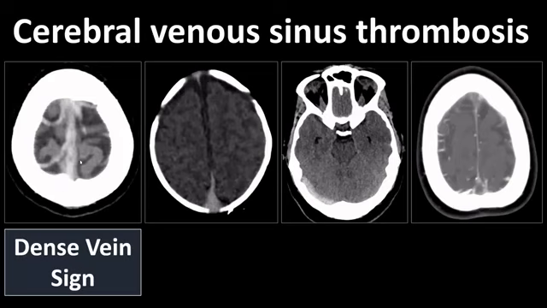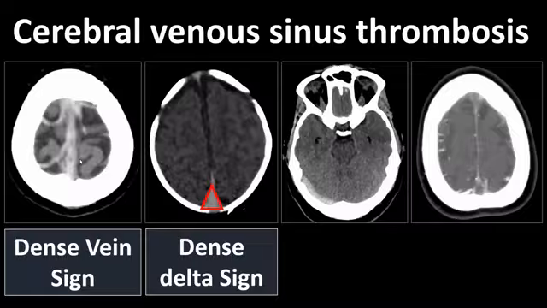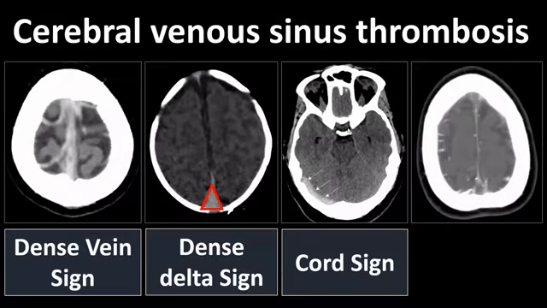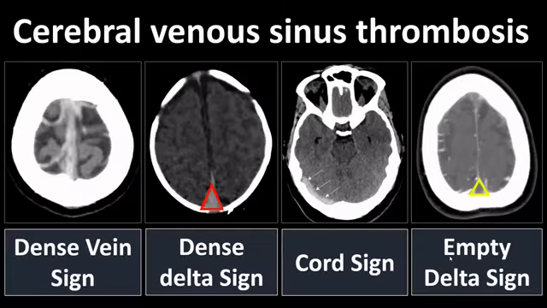Now, depending on the location, if it's located posteriorly in the superior sagittal sinus, you can also call it the dense delta sign. If it's located in the transverse sinus, where it looks a bit more like a cord or a tubular structure, it is called the cord sign. And if you see absence of contrast opacification in the posterior superior sagittal sinus on a CT angiography or venography, it's called the empty delta sign. So a lot of different names, but all implying the presence of a cerebral venous sinus thrombosis.